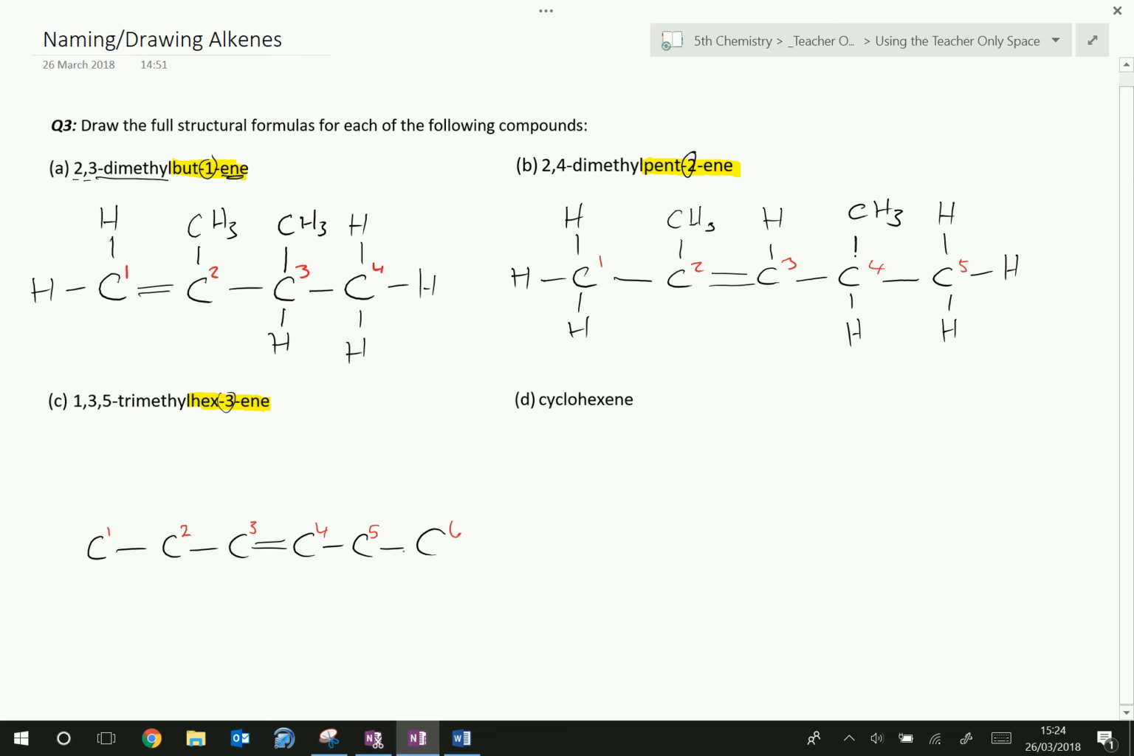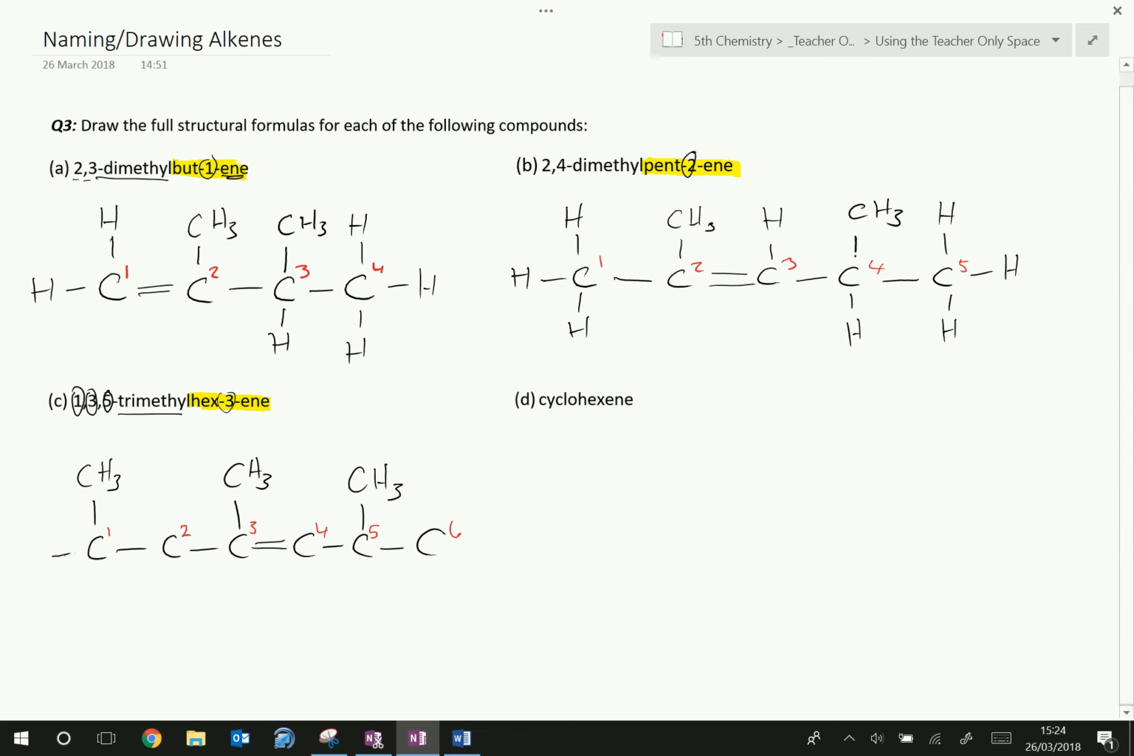And now onto my branches. So trimethyl, that means I have 3 methyl groups. 1 on the first carbon, 1 on the third carbon, and 1 on the 5th carbon. So a CH3 from the first carbon, a CH3 from the third carbon, and a CH3 from the fifth carbon. Now that all my branches are in, I have my carbon chain done as well with my double bond.